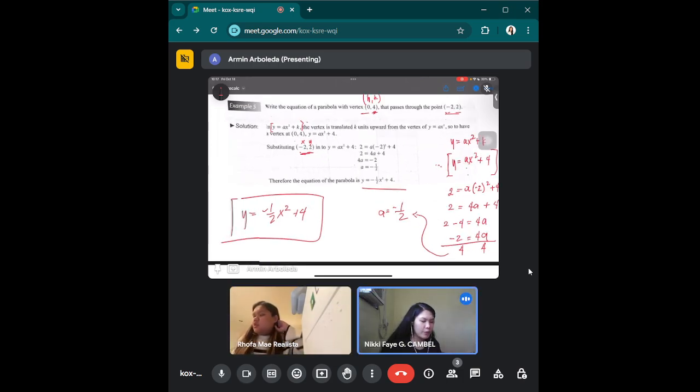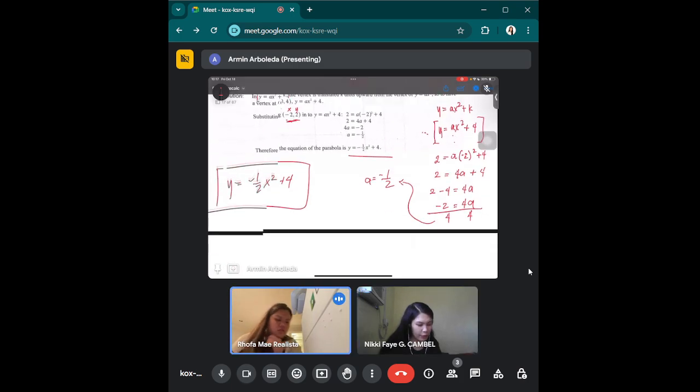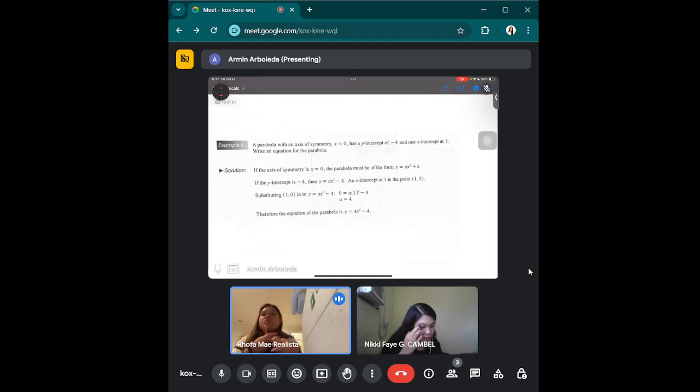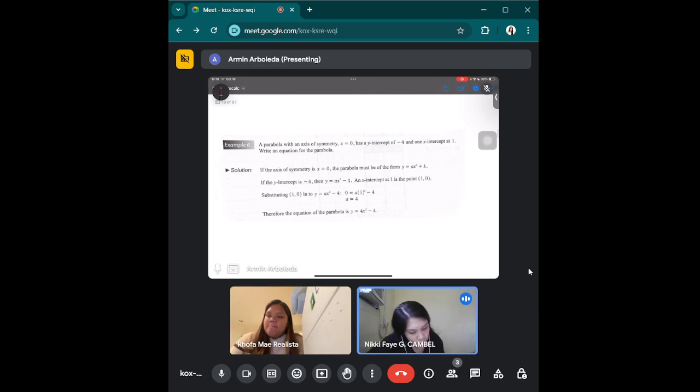May questions po before ma-proceed? Wala pa naman. Okay, so this time, a parabola with an axis of symmetry x is equal to 0 has a y-intercept of 4 and an x-intercept at 1. So, write the equation for the parabola. So, ano ba yung translation na to? Yung wala tayong vertex, but meron tayong tatlong points. Kasi pag alam mo yung definition ng each, meron kang points na makukuha.